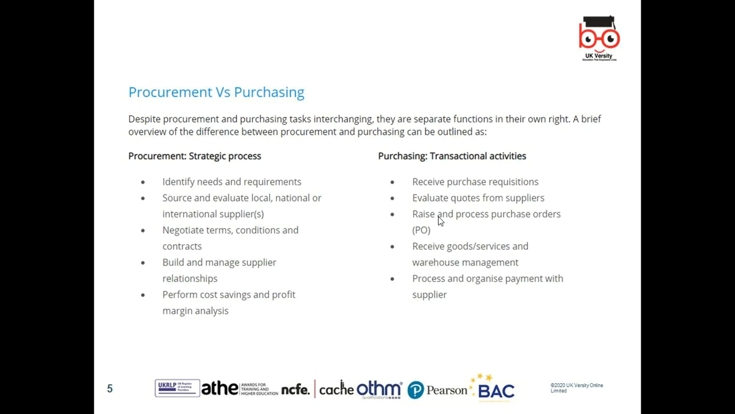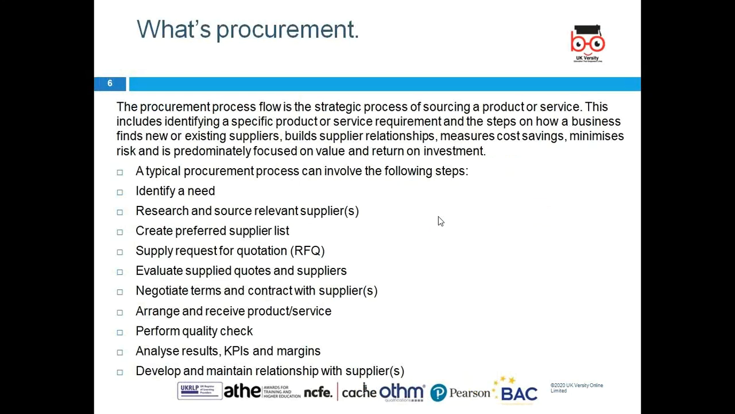Build and manage supply relationships. How will we manage our relationship? Perform the cost saving and profit margin analysis. We need to look around. Purchasing transaction: review the purchase requisition, evaluate the quote from the supplier, raise and process the purchase order, receive goods, and warehouse management. Process and organize the payment with the supplier. So all this is very important, the transactional process and the strategic process.